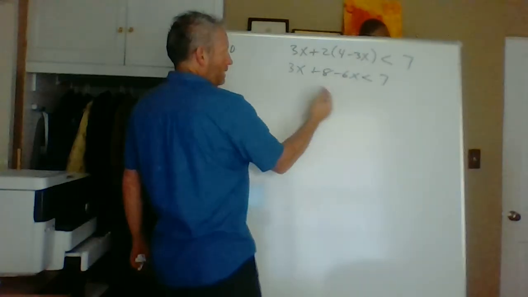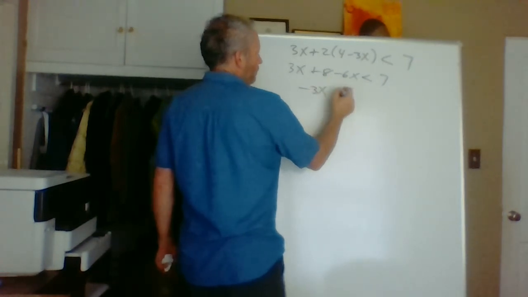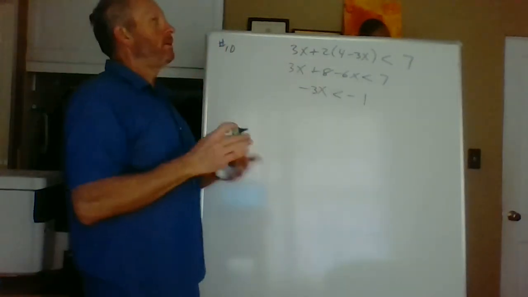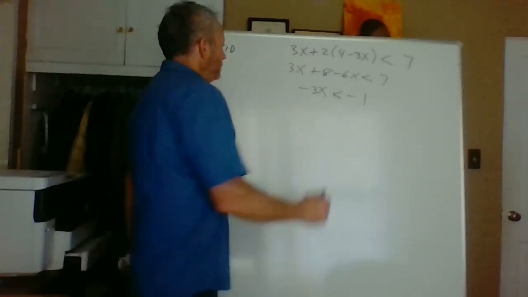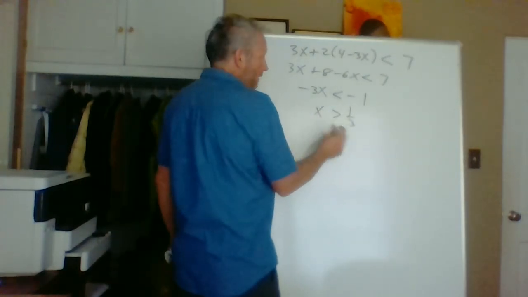Combine like terms. 3x minus 6x, negative 3x. Let's go ahead and subtract 8 from both sides. Negative 1. Divide both sides by negative 3. Watch out. If you multiply or divide both sides of an inequality by a negative number, you have to switch the sign. So x is greater than 1/3. That's an acceptable way to leave the answer.